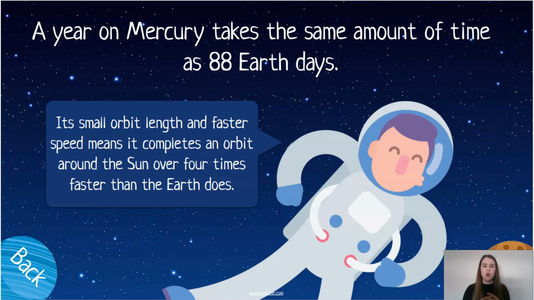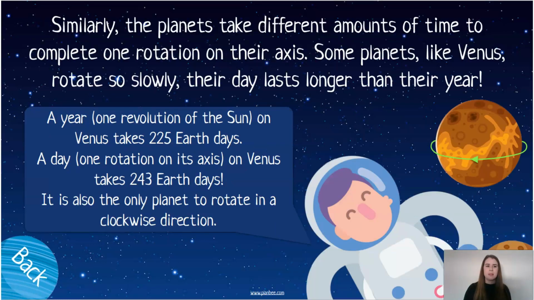Now, it's got a small orbit length, but it travels a lot faster, so it completes that orbit quicker. It actually completes it 4 times faster than we do. So in the time it takes us to do it in 12 months, effectively, Mercury does it in 4 months, roughly, okay? Now, the planets take different amounts of time to complete one rotation on their axis.